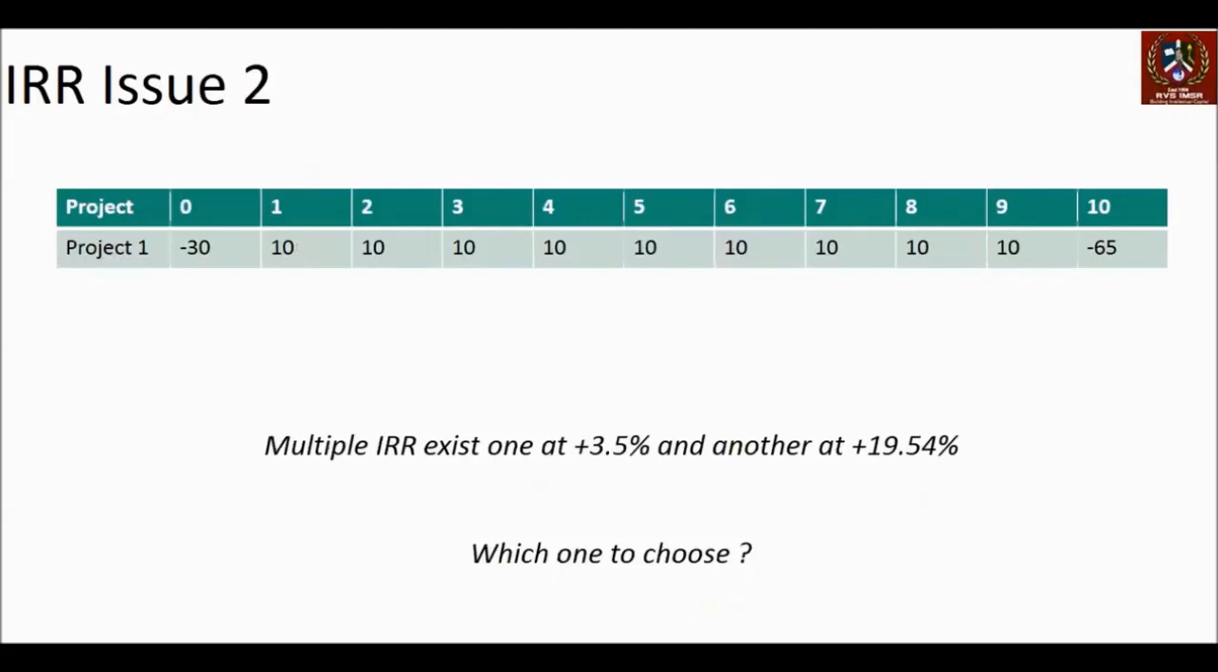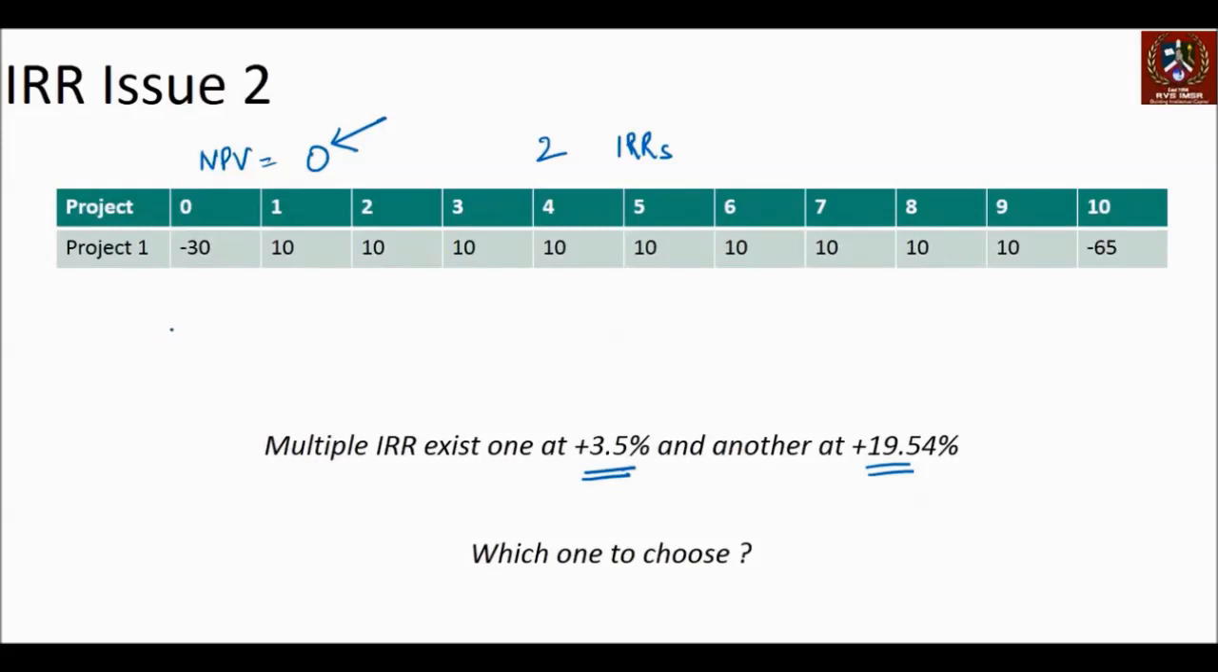Now, if you look at this stream of cash flows and you try to find IRR using Excel, or you try to find the rate at which NPV becomes 0, mathematically, in this case, there are two IRRs that exist. You discount this entire thing at 3.5% or 19.5%. At both rates, you will get NPV equal to 0. Now that's funny because this does exist in the real world.